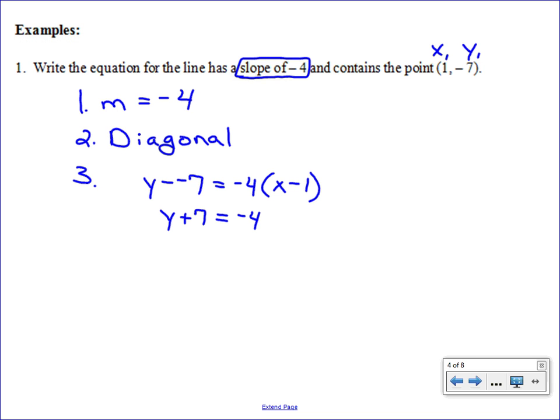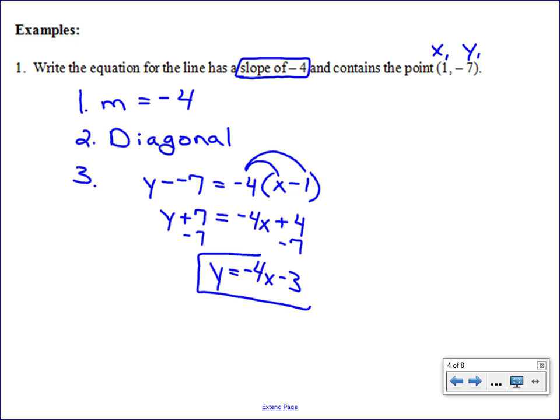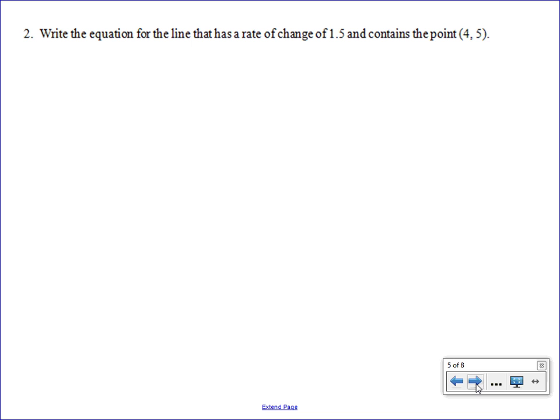And on the right-hand side, we are going to distribute the -4. Be careful with your negatives, because when you take -4 times -1, you do get a positive 4. Now we have to get y by itself, so our last step is to subtract 7 from both sides. Make sure you only combine the like terms, and we end up with y equals -4x minus 3. And this is in slope-intercept form. Our next example.